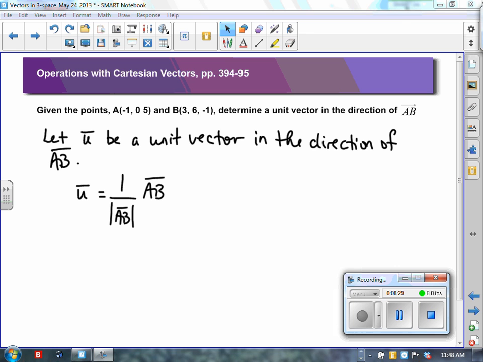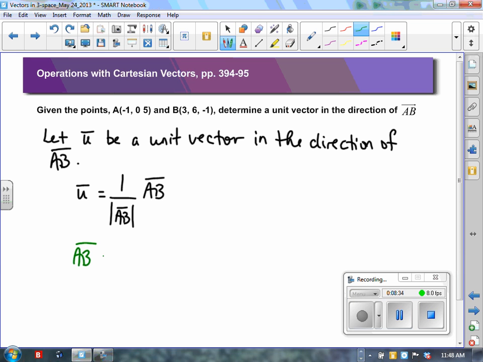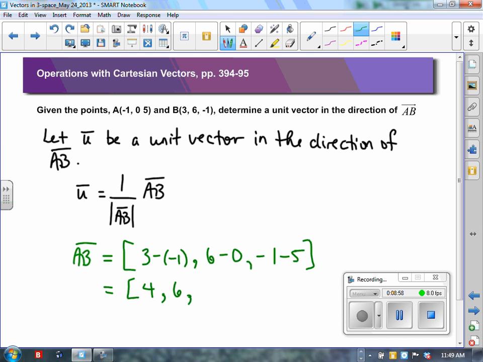Okay, so I'm just going to switch colors to differentiate between the steps we're taking. So the vector AB, let's take a look at that. What we'll need to do is subtract the x components. In this case we'd have 3 minus minus 1. That takes care of the x's. The y's, 6 minus 0, and the z's, minus 1 minus 5. So what do we have? Well, 3 minus minus 1 is 4, followed by a 6, and then followed by a minus 6.